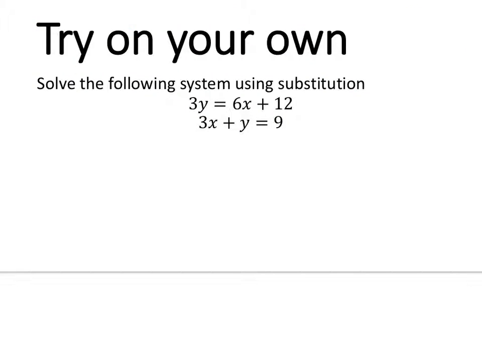So after seeing those two examples, I want you to try this one on your own. As you can see, it is slightly different than the other ones you've seen. But what I do notice here is that I have this y almost completely by itself. I only have to do one thing to get rid of that 3. So I would start there, get y by itself, and then you have to substitute that into the other equation. Good luck!